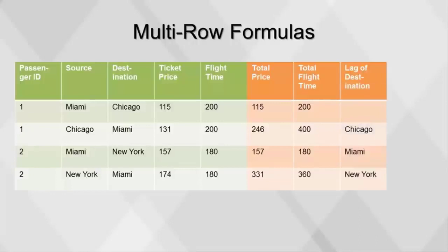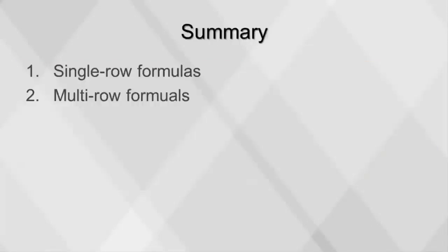Lag of destination uses the lag function, which doesn't consider any variables other than destination. This means it's dependent on the sort order of the dataset. Sum of ticket price is a window function, which is the sum of the ticket price partitioned or grouped by passenger ID. This concludes our video on single and multi-row formulas.